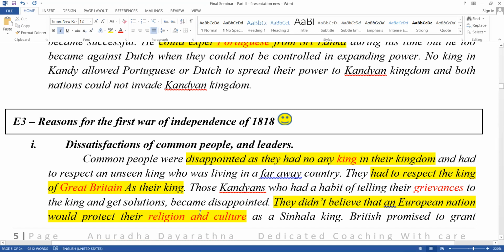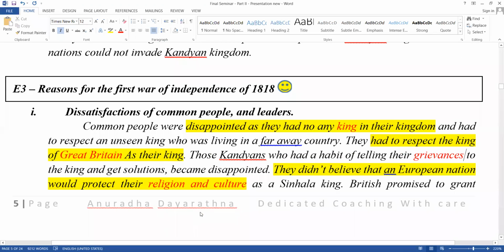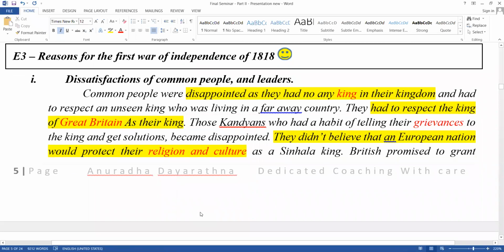Okay. Who tells that world history will not come? Then how can the question paper be prepared without world history? Even in the early 6 papers, world history questions were exactly there. Okay, you check all the past papers, world history was there. Yes, they had no king to tell their grievances.